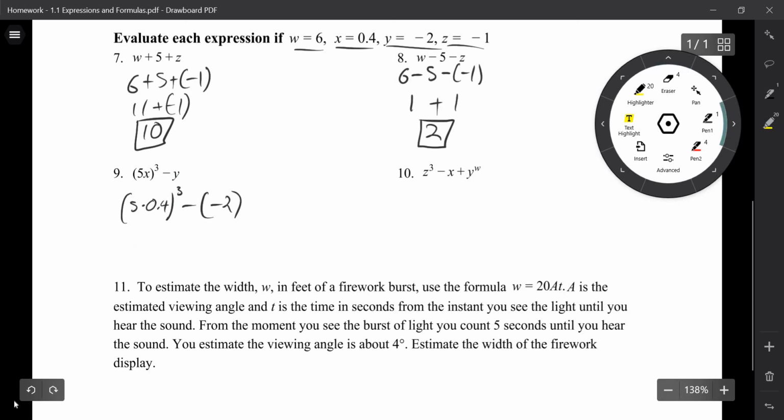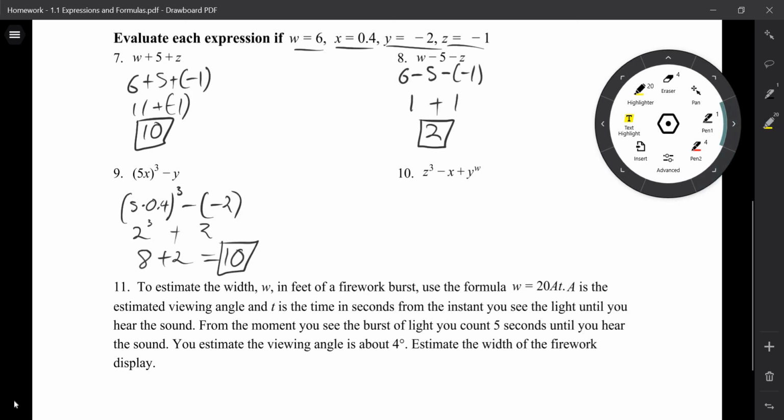So 5 times 0.4 is going to be, and you can use your calculator for this, but that should give us 2. So 2 to the third minus negative 2. And like a few steps ago, I'm just going to rewrite this as plus 2, so I don't get lost in the weeds later. 2 to the third, we've done that a couple times, is going to be 8. That's 8 plus 2. That's going to give us 10. That's what we're looking for there.